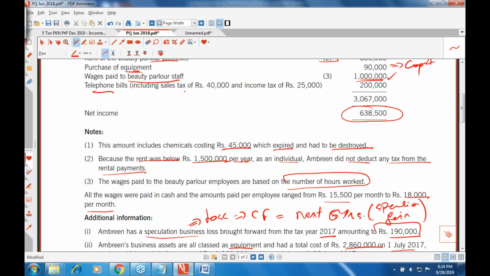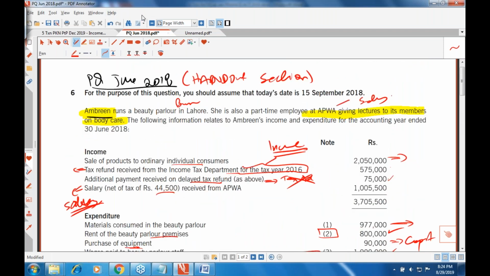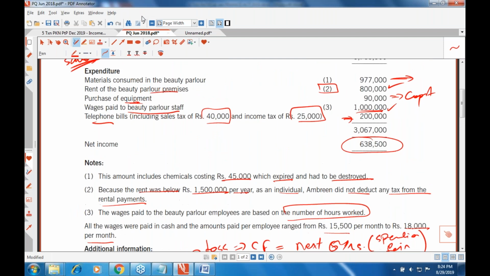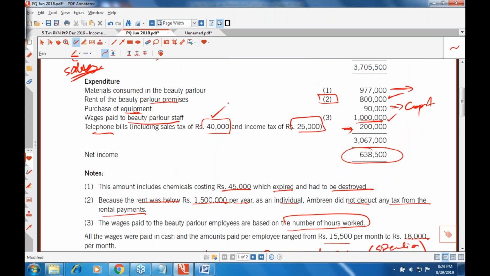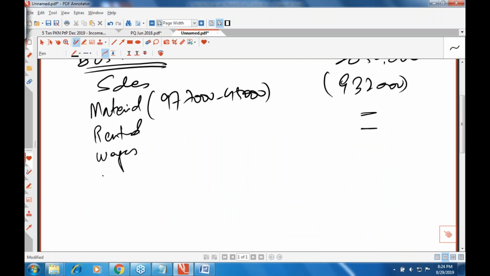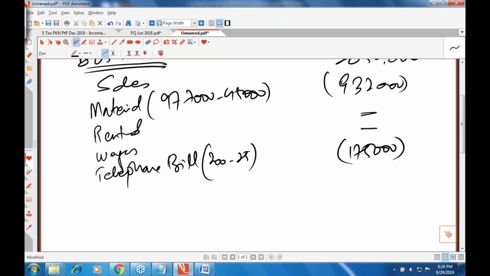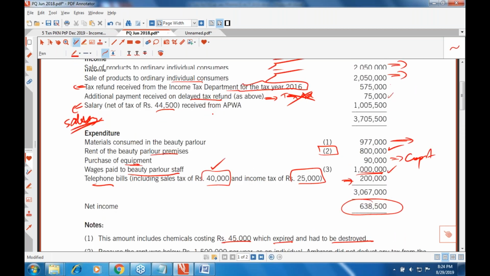Now it says telephone bills, including sales tax of 40,000 and income tax of 25,000, is 200,000. So basically we need to see if Ambreen is registered for sales tax purposes or not. Apparently she does not seem to be registered for sales tax purposes. So when you are not registered, you can claim the sales tax as an input. So basically you're going to say that the telephone bill is actually 200,000, there's a 25,000 income tax, so resultingly 175,000 needs to be deducted from the telephone bill.